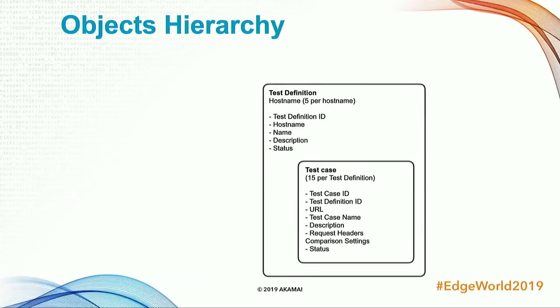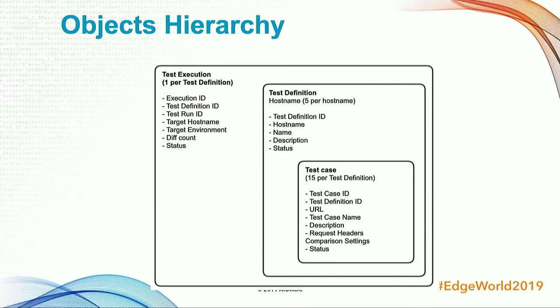You can think of a test definition like a container with your test cases. You have a host name, I mean a website, you want to run tests on. So here is the test definition, run it. You can have 5 test definitions per host name. It also has a test definition ID, host name, description, and status. Status could be active or inactive. And we also have test execution. Test execution is kind of like a wrapper for a test definition. You have 1 test execution per test definition.